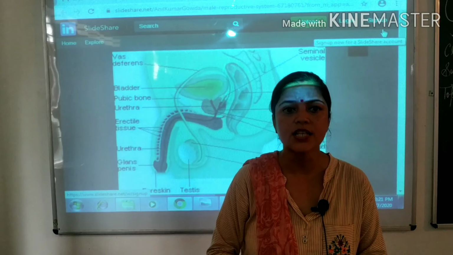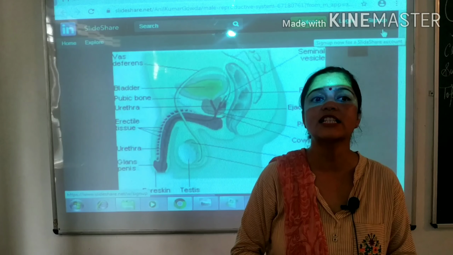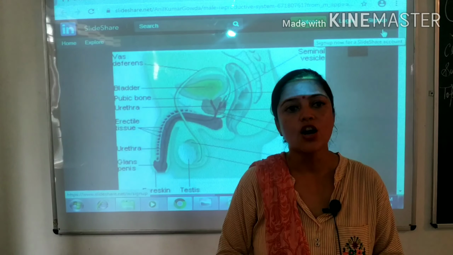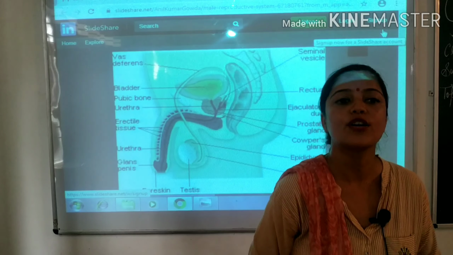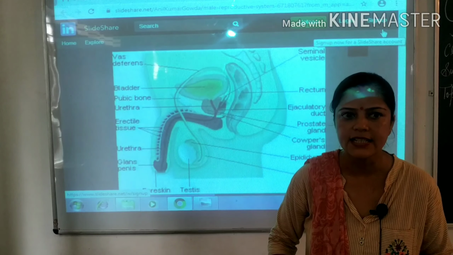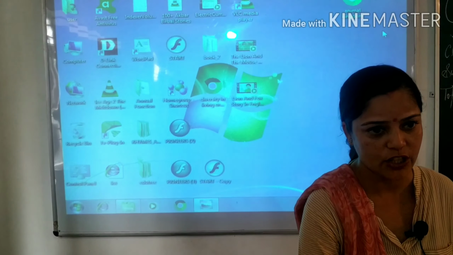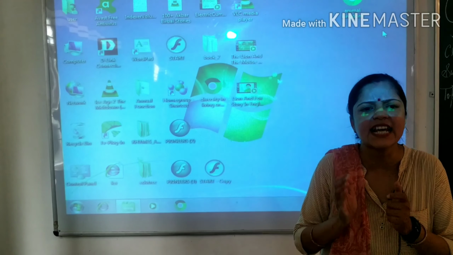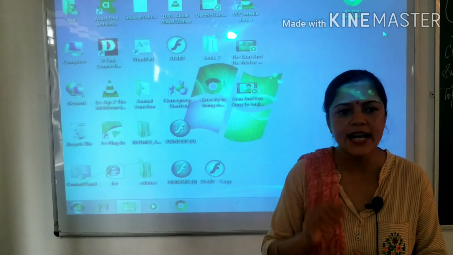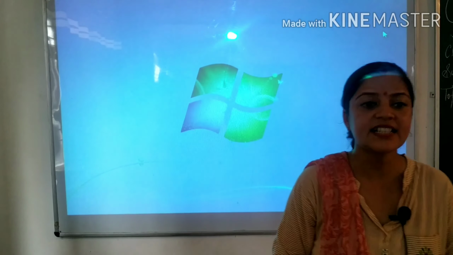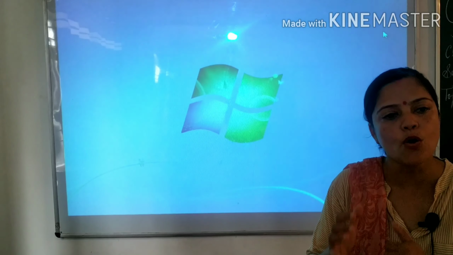Testes produce sperms and the male sex hormone testosterone. The production of sperm starts in the testes at the age of 14 to 15 years. Sperms are produced throughout the life of an individual. A sperm is a single cell. Each sperm has a head, a middle piece and a tail. The tail of the sperm helps it to move.